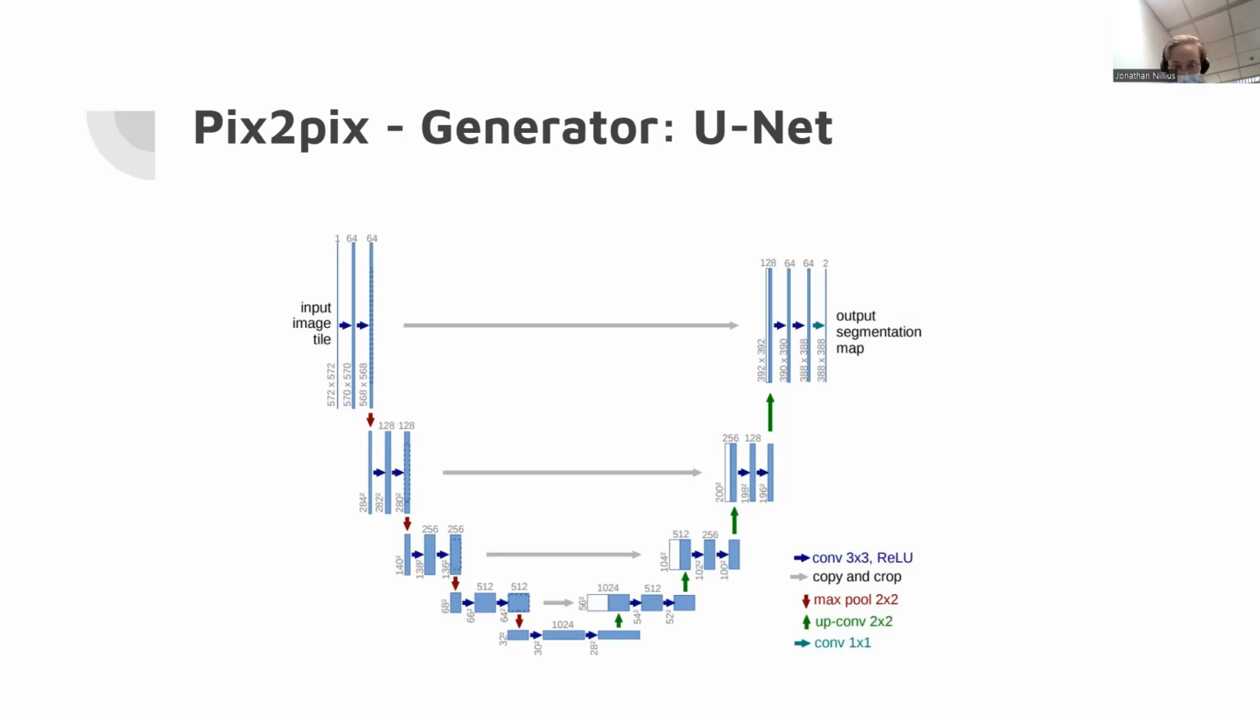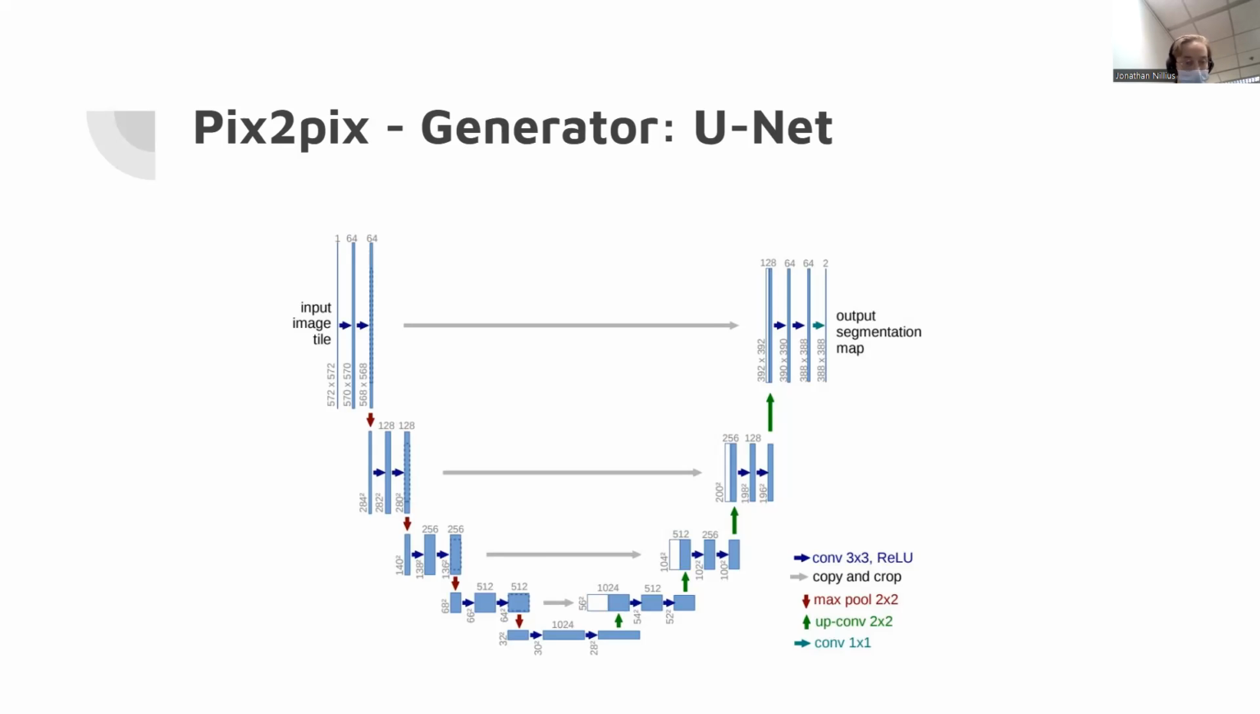For many image translation problems, there is a great deal of low-level information shared between input and output, and it would be desirable to shuttle this information directly across the net. For example, in the case of image colorization, the input and output share the location of prominent edges.